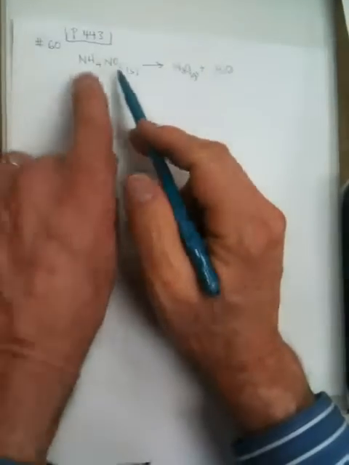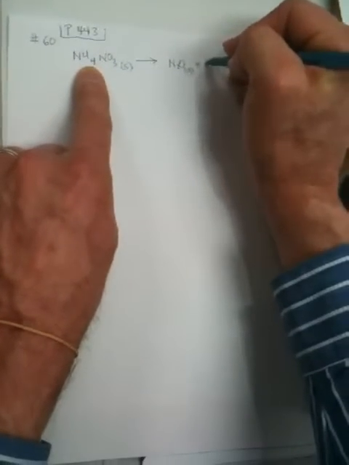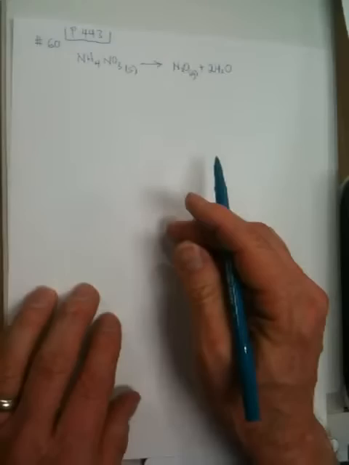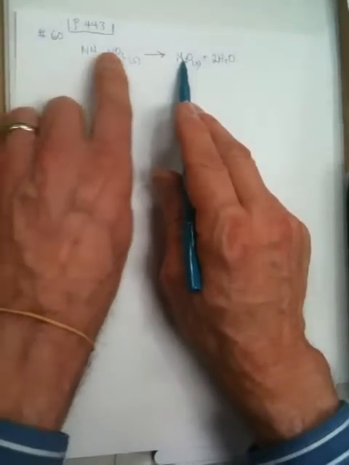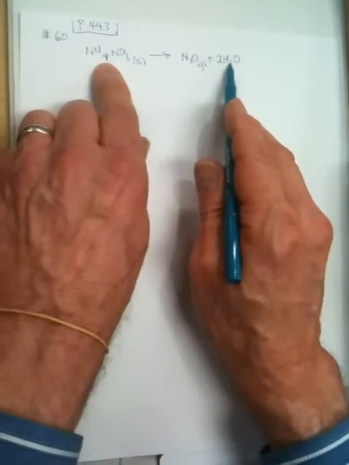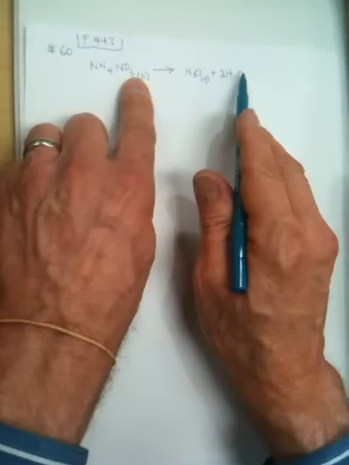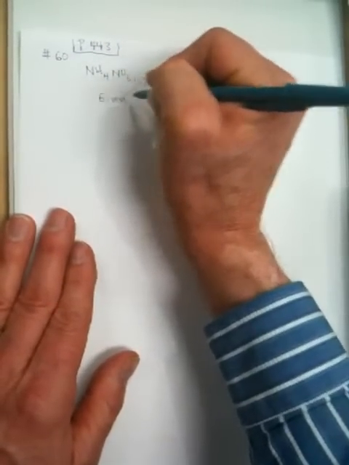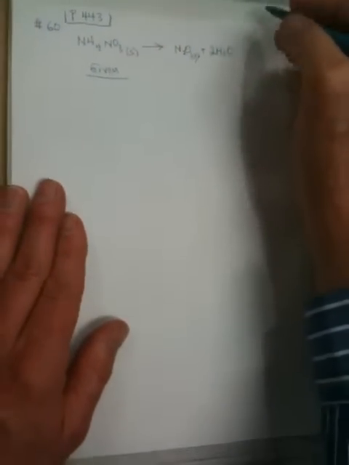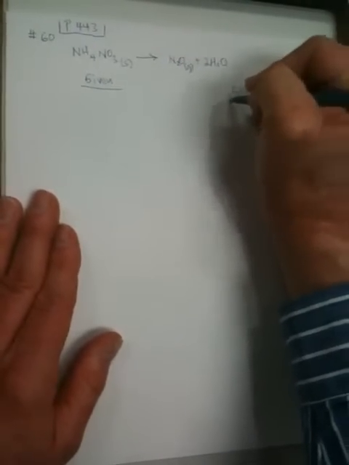And to balance these four hydrogens, I've got to use a coefficient of 2 here on the water, and then everything balances, because we have 2 nitrogens to 2 nitrogens, and 4 hydrogens to 4 hydrogens, and we have 3 oxygens, 1 here and 2 here. Now let's do the givens. Aside from the equation of what we're doing, let's do the given and find.